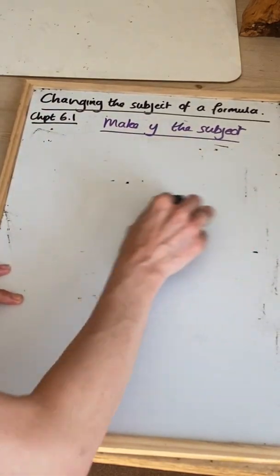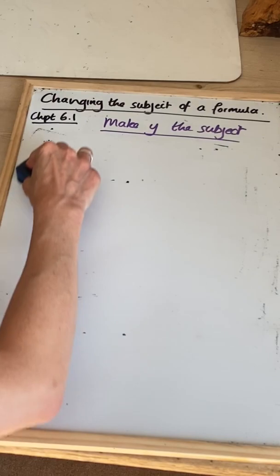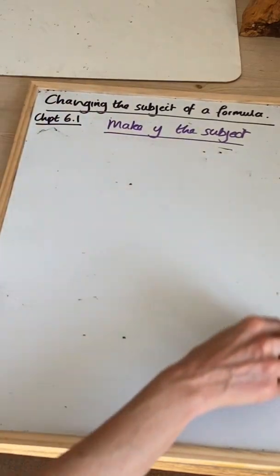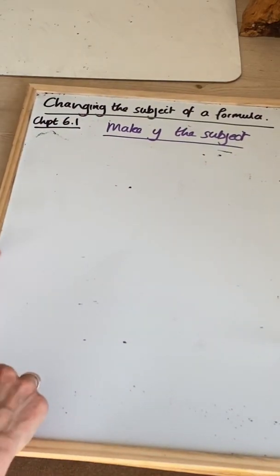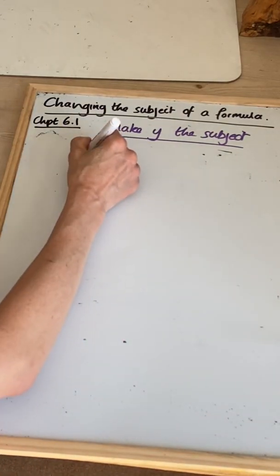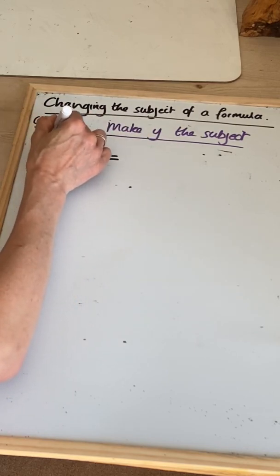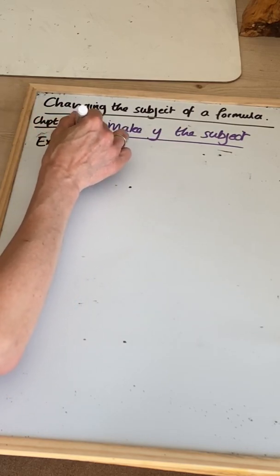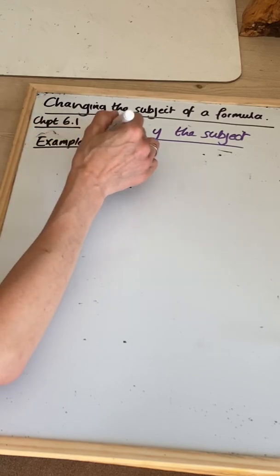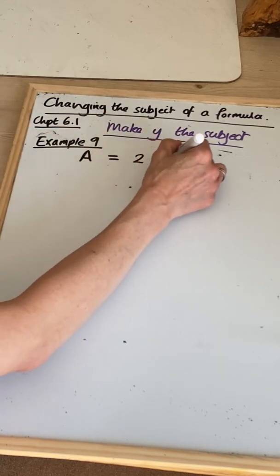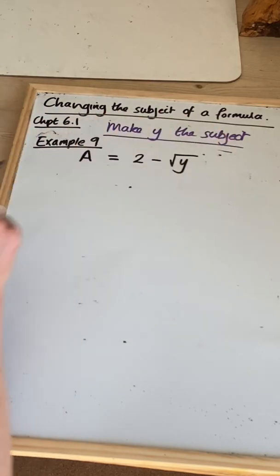And negative signs are one of those things that we do sometimes have a bit of an issue with in maths. We don't always remember to treat them correctly. So I'm just going to show you how you can potentially treat this one. So I've got a equals, oh, this is example 9, isn't it? Even though I said I was only doing 8 examples. Here we go. A equals 2 minus root y.